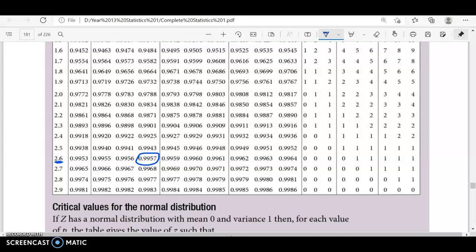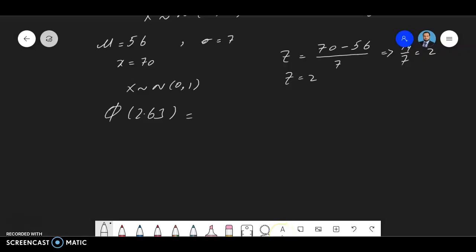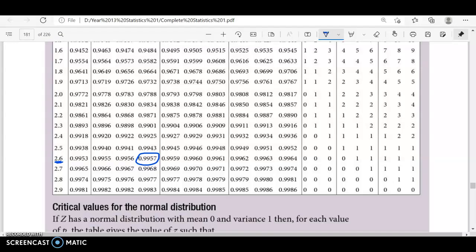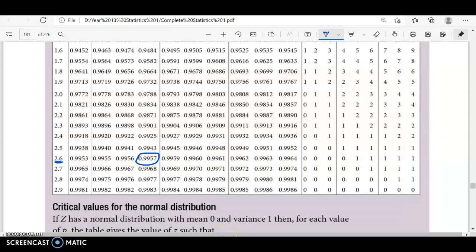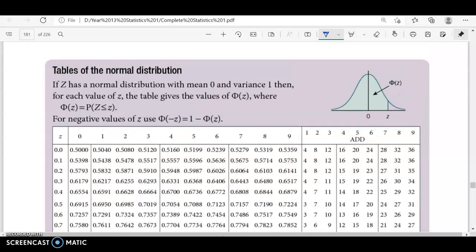0.9957. So this is equal to 0.9957. What we did is we simply looked at 2.6 and 3. That's how we were able to find the probability of this. You can see over here in this table, these are z-scores. The z-scores are right over here, and based on that, this is the probability given to us for that.